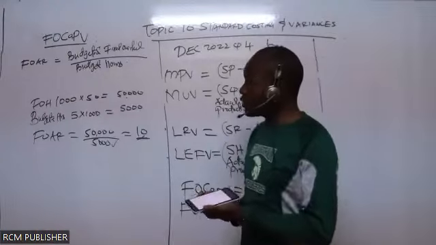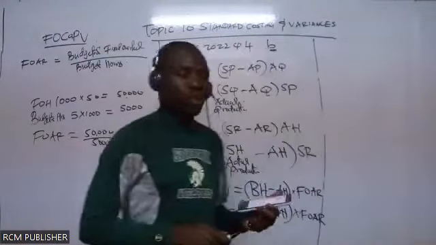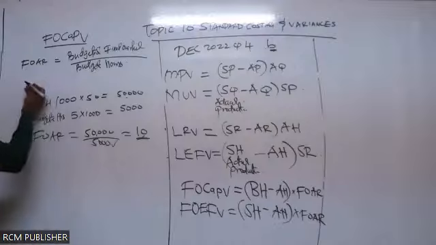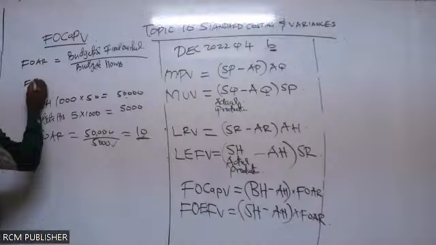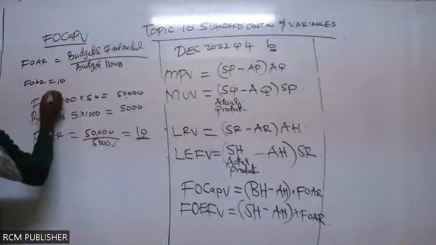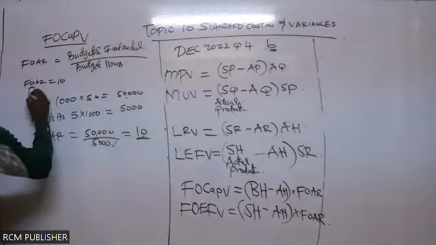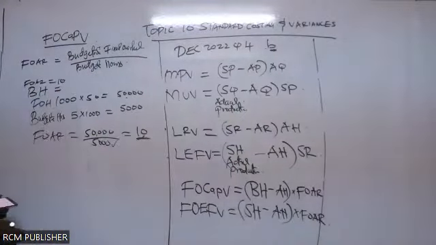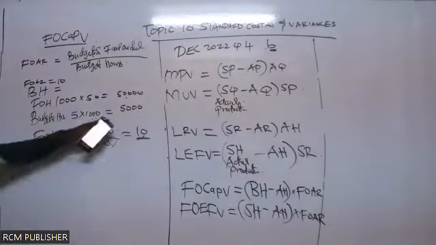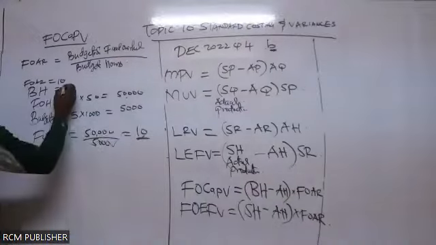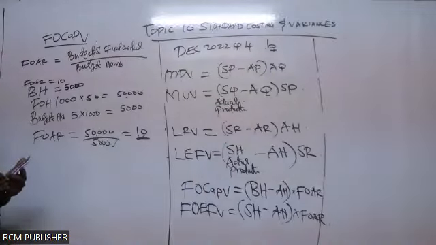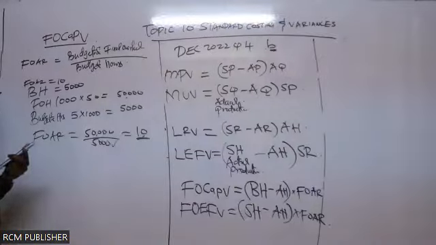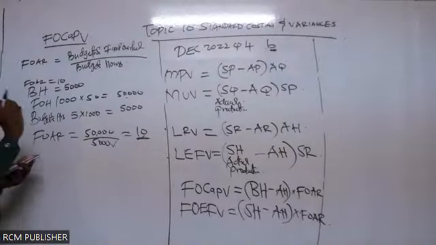So that's what they want us to calculate. Our fixed overhead absorption rate is equivalent to 10. Are we able to get budgeted hours? We've just calculated our budgeted hours here as 5,000. That's our budgeted hours. Even if the examiner did not mention it, we are able to see it there by ourselves. We are able to calculate it.